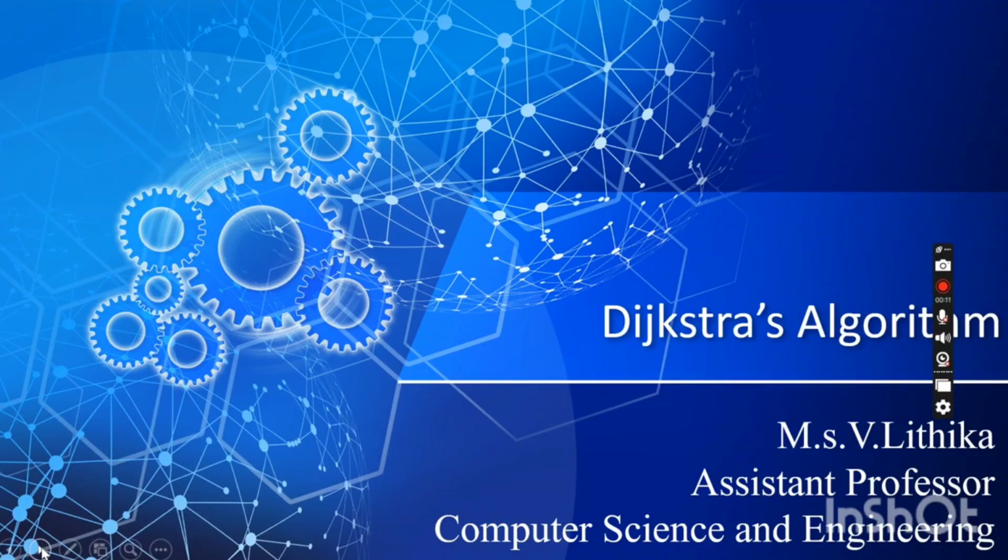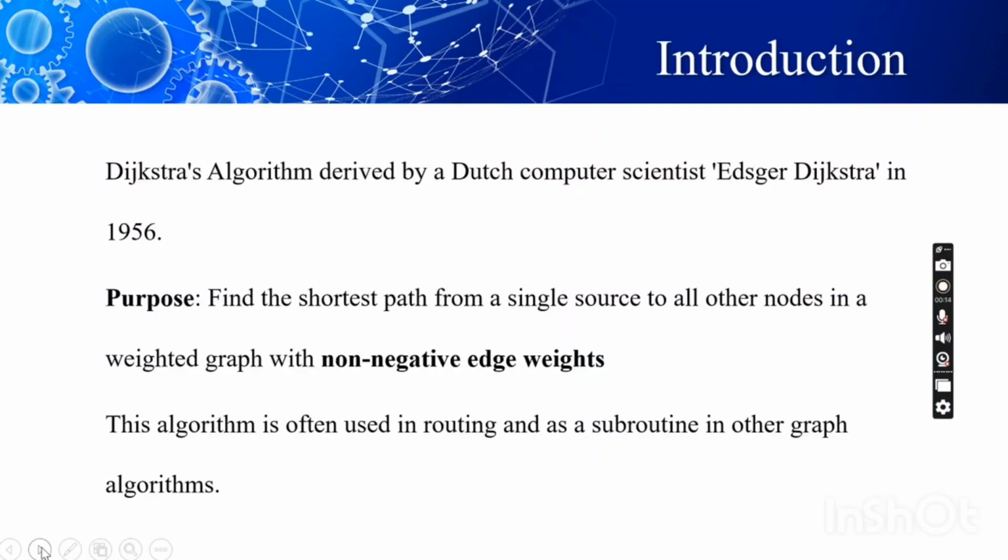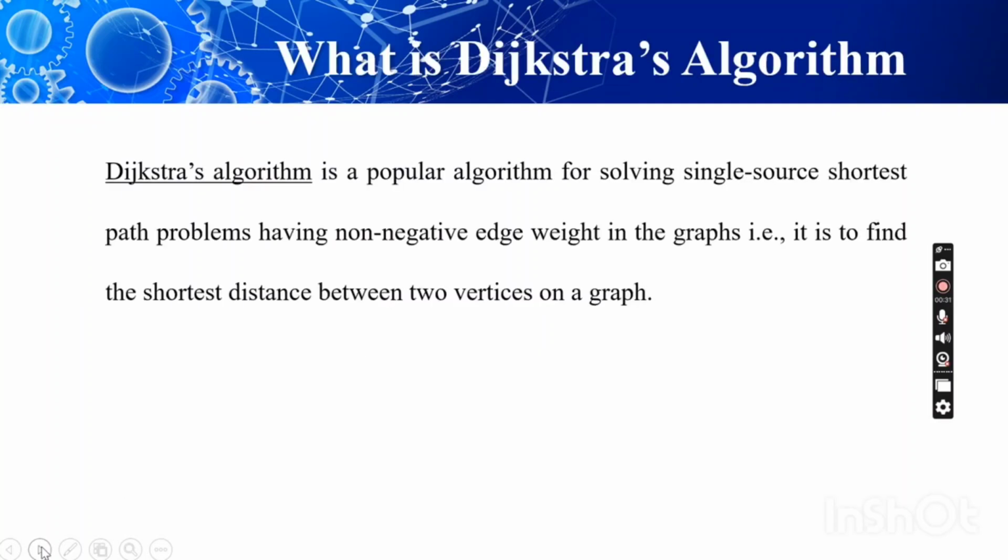Today we are going to see about Dijkstra's algorithm. Dijkstra's algorithm was derived by a Dutch computer scientist in 1956, and is used to find the shortest path from a single source to other nodes in a weighted graph with non-negative edge weights. What is Dijkstra's algorithm? It is a popular algorithm for solving single-source shortest path problems having non-negative edge weights in the graph. That is, to find the shortest distance between two vertices on the graph.